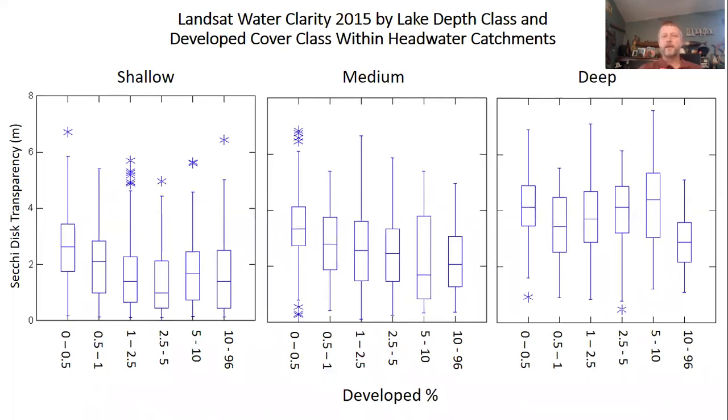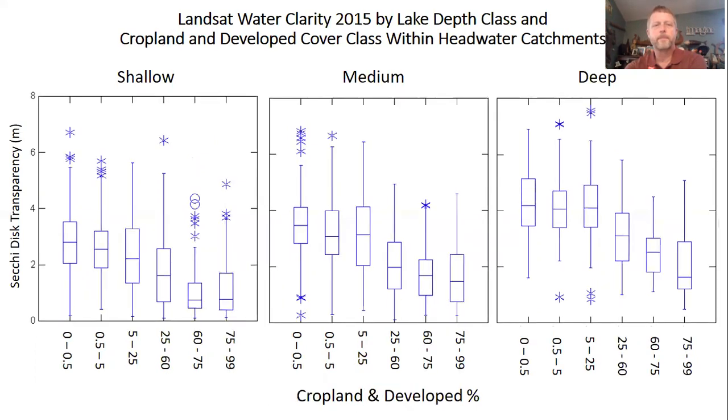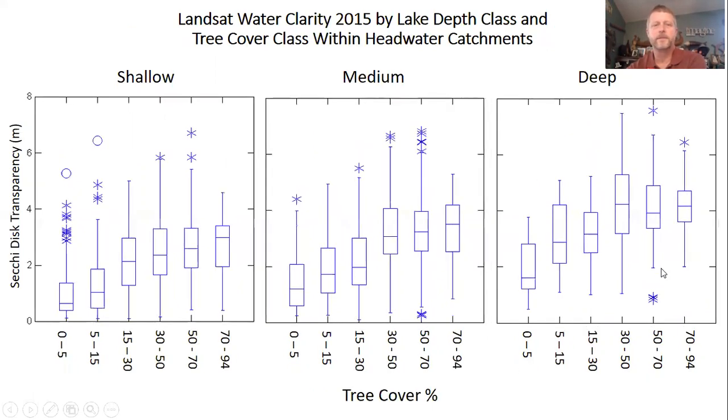If we look at developed, the pattern is still a little bit there, but not as pronounced. And that could be due to a lot of the new best management practices in a lot of the developed areas actually maybe improving the water quality in some of these spots. And then if we look at cropland and developed, a similar pattern: decreased water clarity with more intensive land use. And tree cover would be a benefit to water quality. So the more tree cover, the better the water clarity, and that effect levels out around 30 to 50% from that.